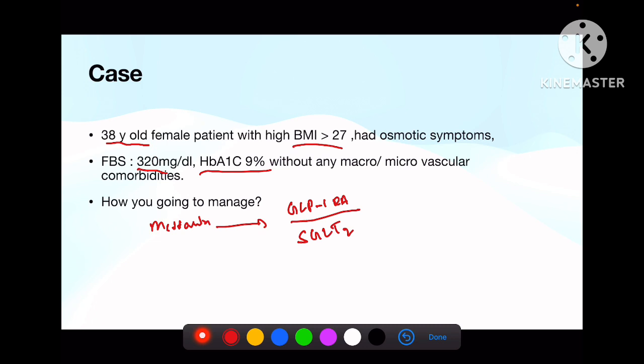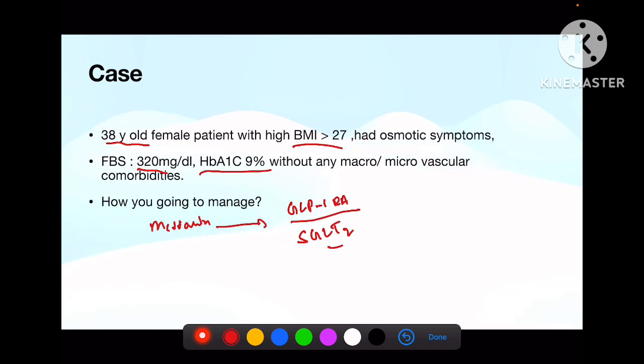But considering the subcutaneous administration and the expense, the patient might not be willing to take a GLP-1 receptor agonist. Then you have to add the second line agent as an SGLT2 inhibitor, like empagliflozin. You can add 10 milligram per day, and you have to educate regarding all the adverse effects of empagliflozin. If she has such complaints, you definitely have to withhold that drug also.